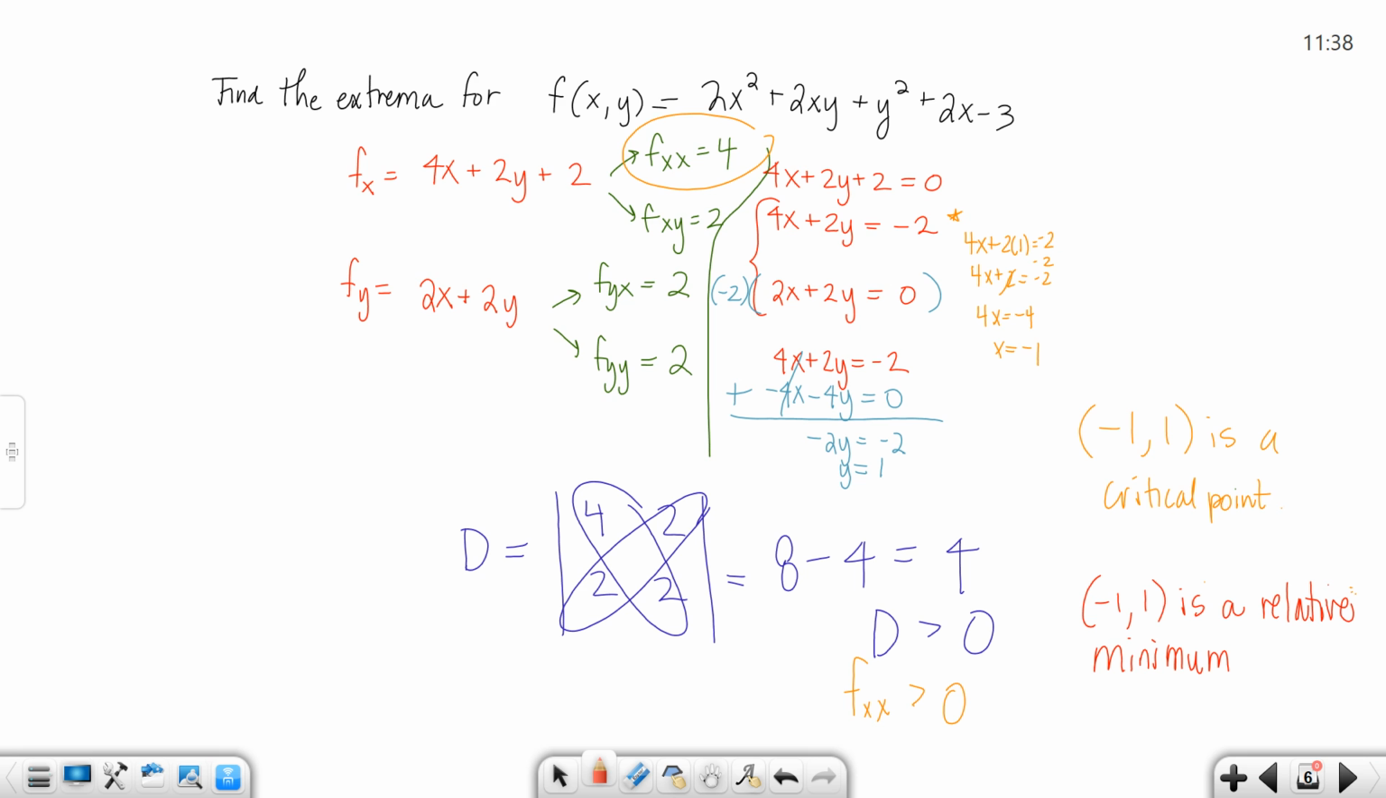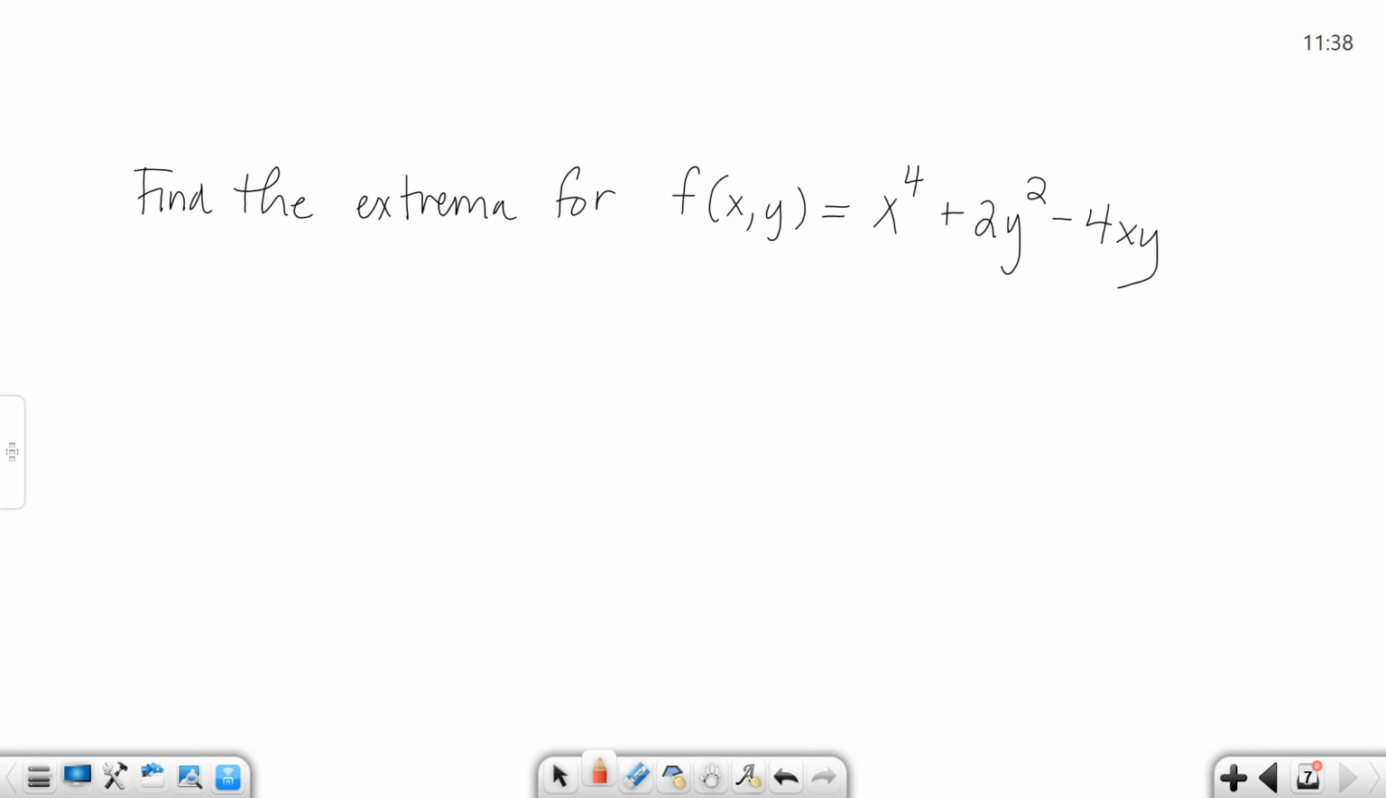Alright, so we have one more of these left to do. This is number 27 from your textbook. It was a little different than the others, so that's why I chose it. So you have the partial with respect to x, so that would be 4x to the third minus 4y. Okay, and my partial with respect to y would be 4y minus 4x.